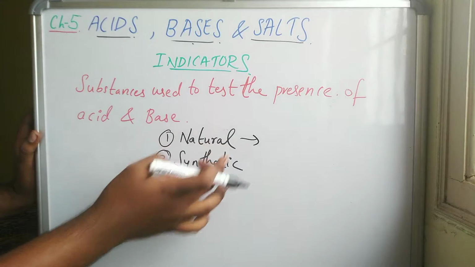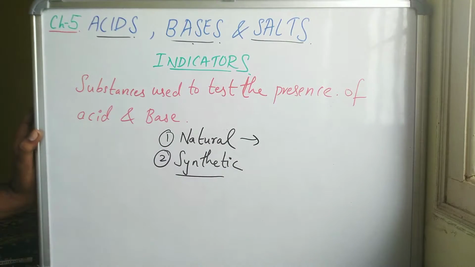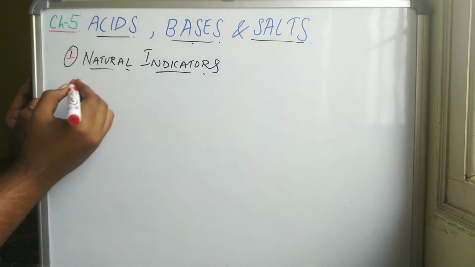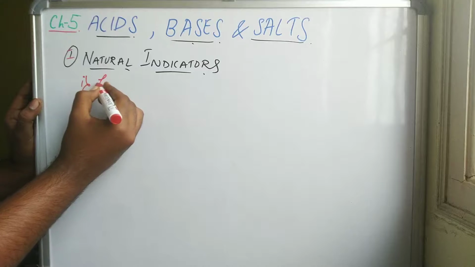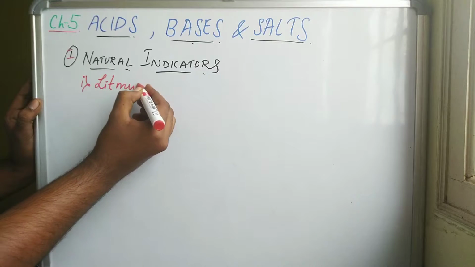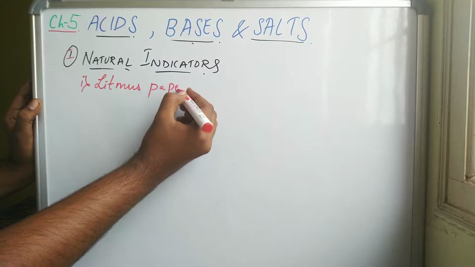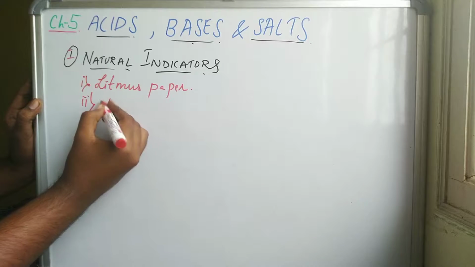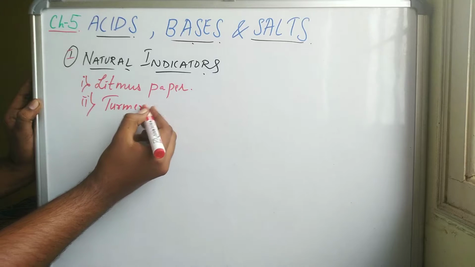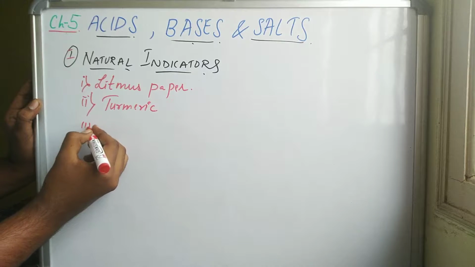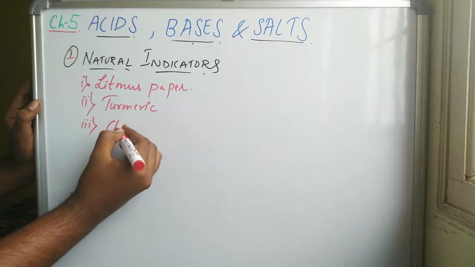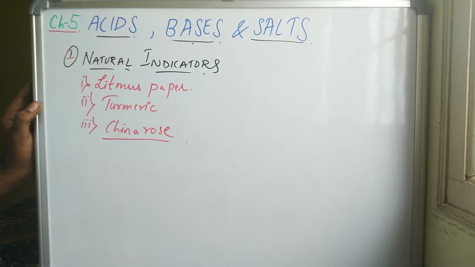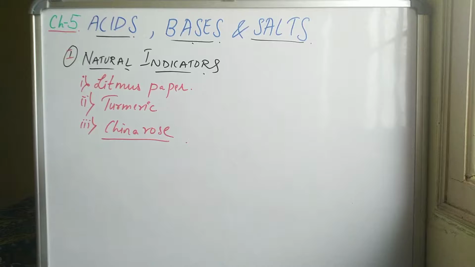In this category, natural and synthetic, we'll take up natural first. In the natural indicators, first we'll study litmus paper. Second, we'll study the turmeric indicator. Third, we'll study China rose indicators. Fine, these are all natural indicators. So first we'll start with litmus paper.